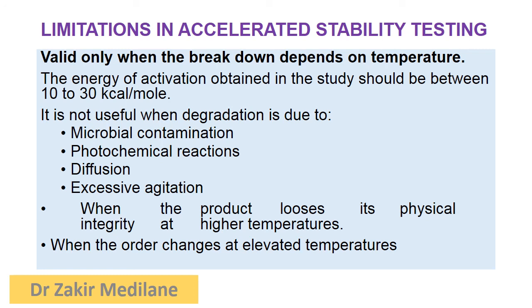If the product has degraded with microbial contamination, then the product is not at all useful. If it has degraded with a photochemical reaction, then also it is not useful. If the product has been damaged during the diffusion process, then also it is not considered a valid product. Excessive agitation also makes it not valid for that product, as does the product losing its physical integrity at high temperature, or the odor changing at elevated temperature.